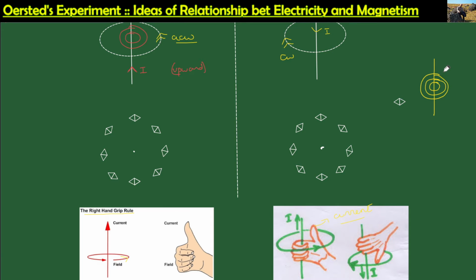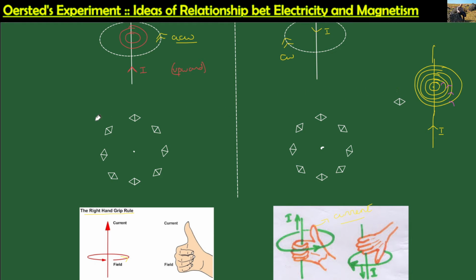There will be many circular magnetic field lines which are centered along this wire carrying a current I. This will be the direction of your magnetic field lines. The strength of the magnetic field also depends upon the distance from the center of the wire. The strength of the magnetic field very near to the wire will be more, and the strength very far away from the wire will be less.